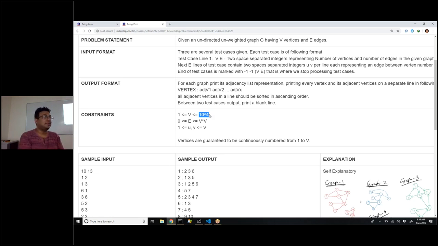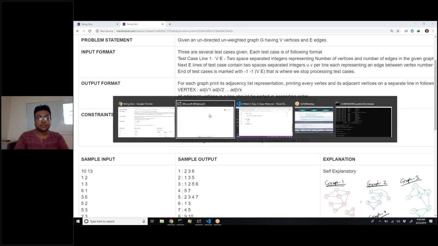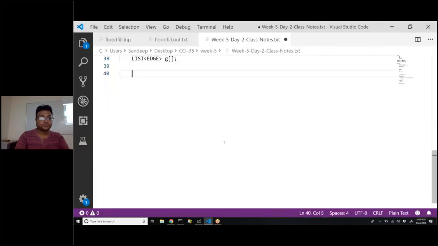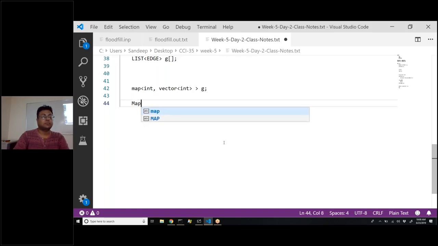Usually up to 10 to the power 3 vertices, we can always go with adjacency list representation. But beyond 10 to the power 3, beyond 1000 vertices, the matrix, if we declare 10 to the power 4 by 10 to the power 4, we may get MLE, memory limit exceeded. So for bigger graphs, we always go with adjacency list representation. And in adjacency list representation, we can stick to map of int, comma, vector of int in C++. This will represent our graph. And in Java, it will be map of integer, comma, list of integer.